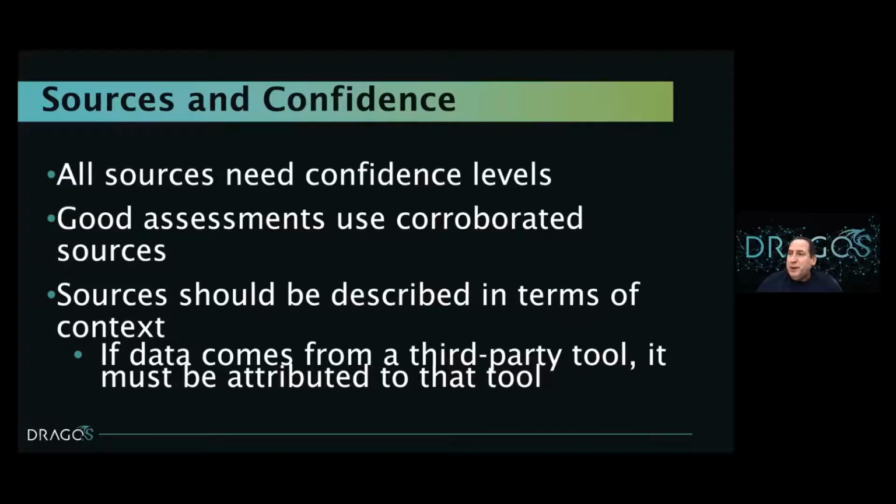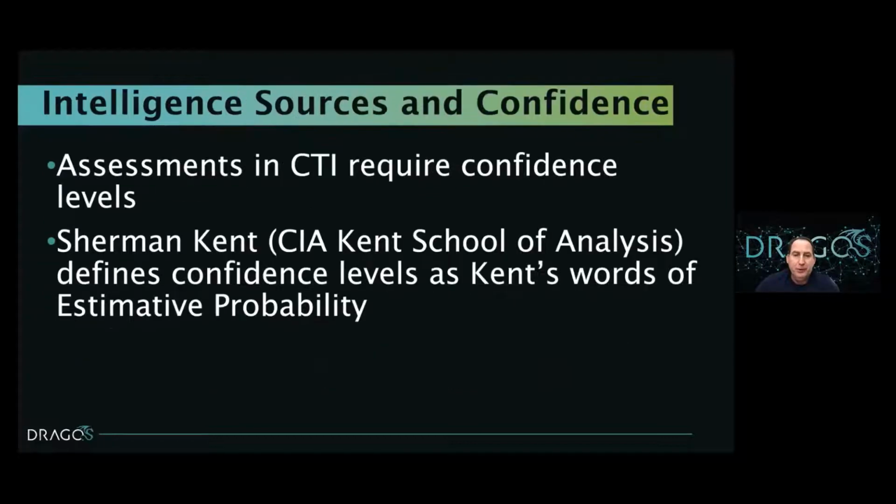All sources need confidence levels, and again, good assessments use corroborated sources. Sources should be described in terms of context. If data comes from a third-party tool, you have to attribute any analysis you do in that written product to that tool, because obviously that's the right thing to do. You want to give the company credit for providing the data for you. Also, it gives other people who are reading your shared intelligence more context. Maybe they use that tool and maybe they've had similar collection bias or something.